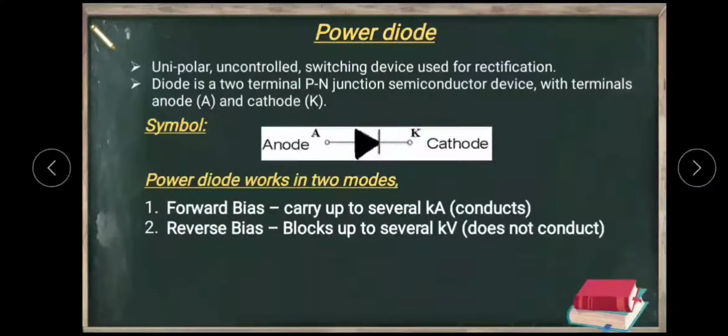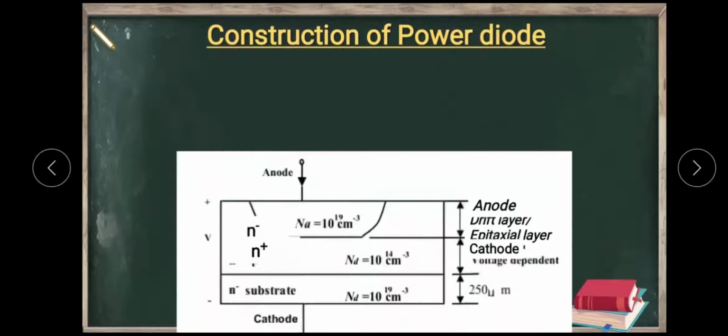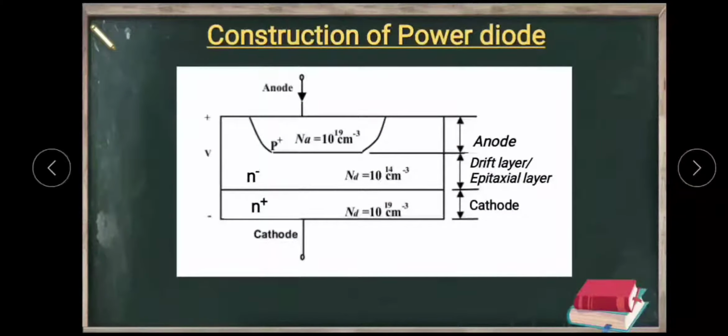Now we'll move to construction of the power diode. Here in this construction, the power diode contains three layers. One is P plus, second one N minus, third one N plus. P plus region we call the anode region. N minus region we call the drift region or epitaxial layer. N plus region, where plus indicates which are heavily doped. What does plus indicate? Which are heavily doped. So the P plus region is heavily doped.